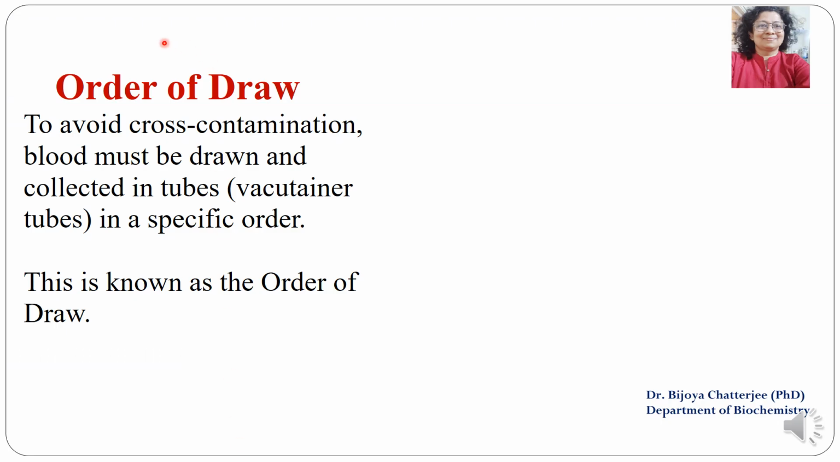Now the next section will tell you about the order of draw, and this order of draw is generally to avoid cross contamination whenever multiple collections are needed from the same site. So the blood is drawn and collected in tubes in a specific order. Now this order is based on the different types of additives or anticoagulants present in the tube. This order followed is universal, and it is known as the order of draw. So let us see what is the order.